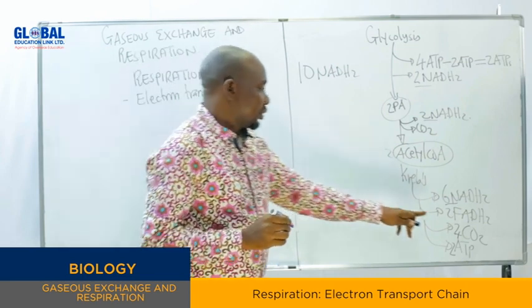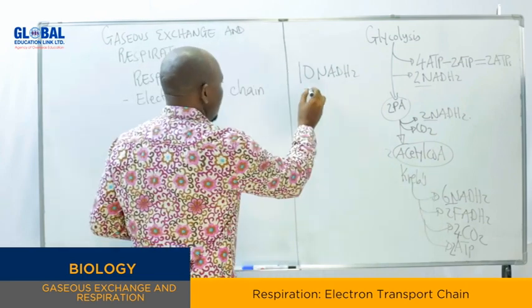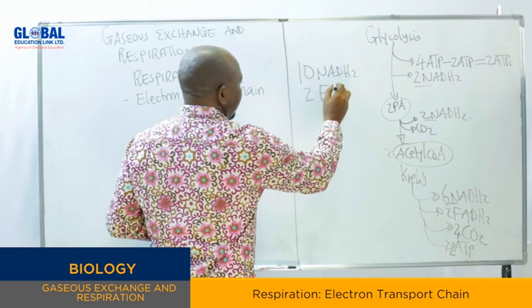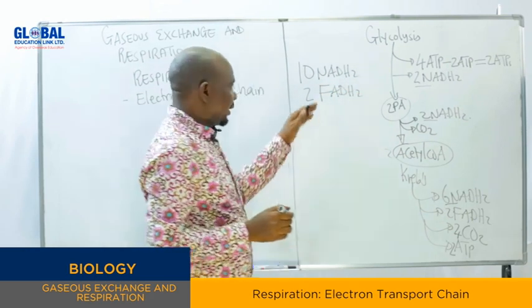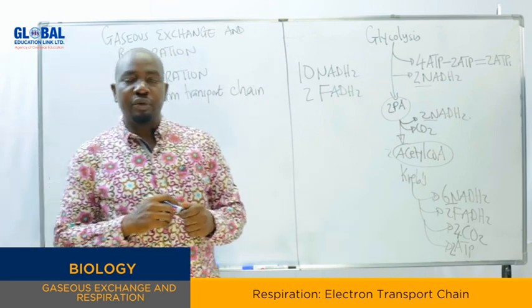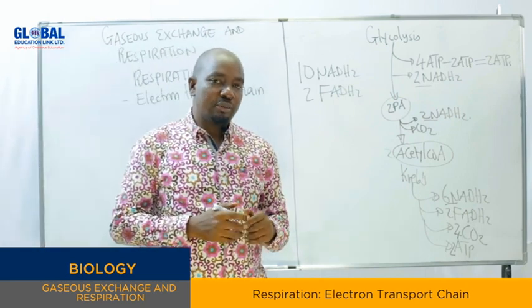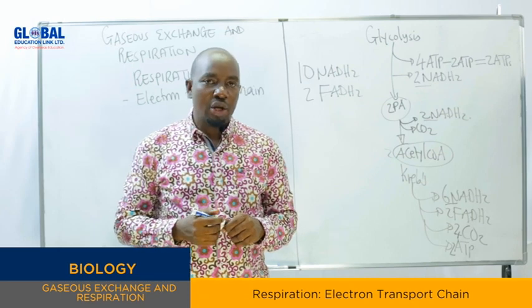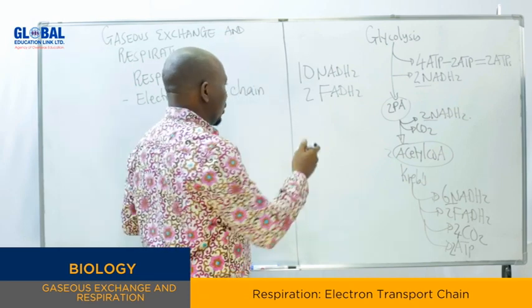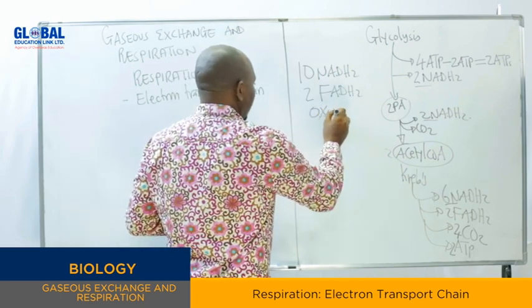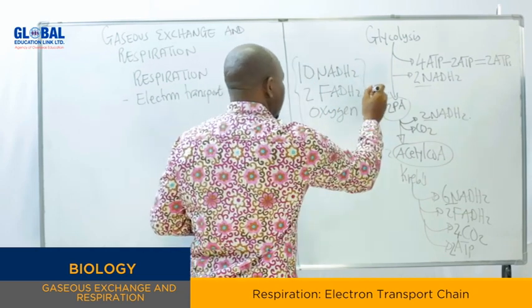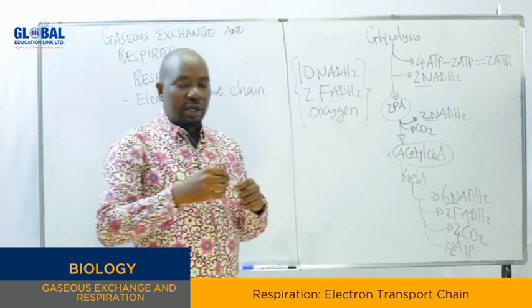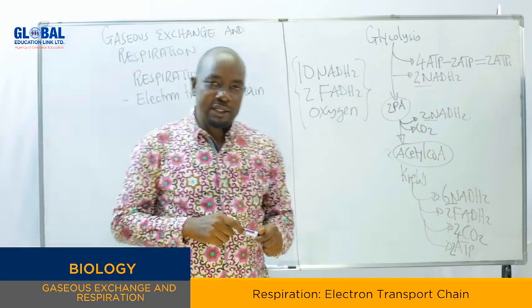And we have a total of 2 reduced FAD. These are the raw materials for the electron transport chain, because these are the energy carriers. Without forgetting oxygen. Oxygen is also a raw material. It is used as an oxidizing agent.